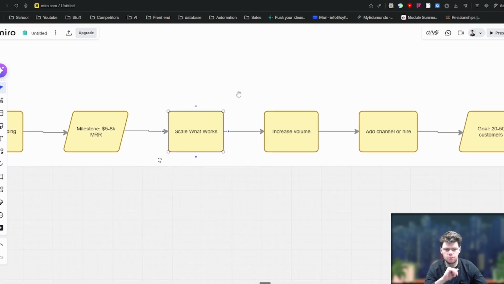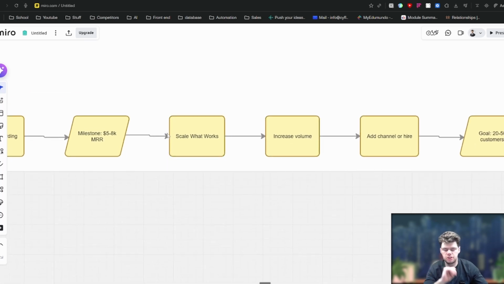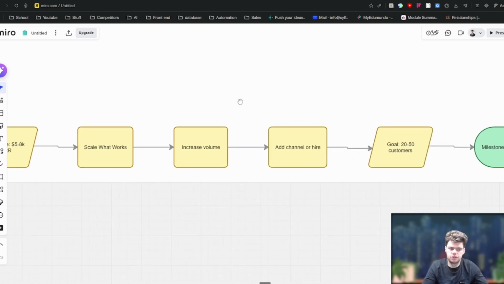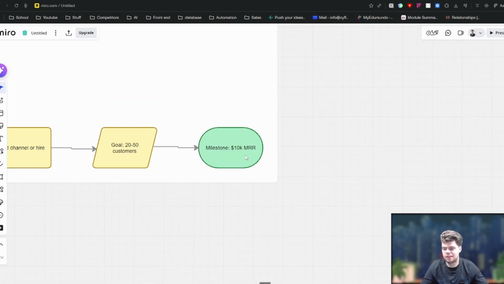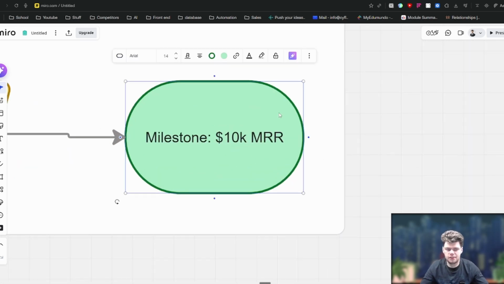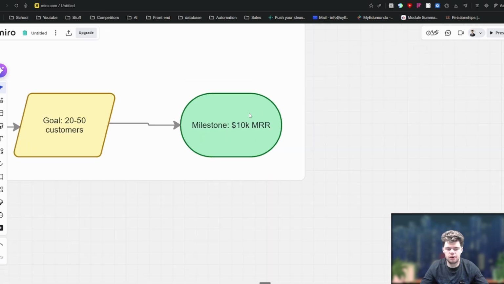Now you're gonna scale what works. Just keep doing what you're doing. If you can get to 5k MRR, you're doing something that works. So scale that, increase the volume, add a channel, hire more people, get more customers, and there you are at 10k MRR. This is where you want to get. And after this, we're just gonna scale. I've never been past it, so I can't tell you how. But this is really a golden point. At this point, you can hire people, have a lot of freedom, and this is where a lot of entrepreneurs want to be.